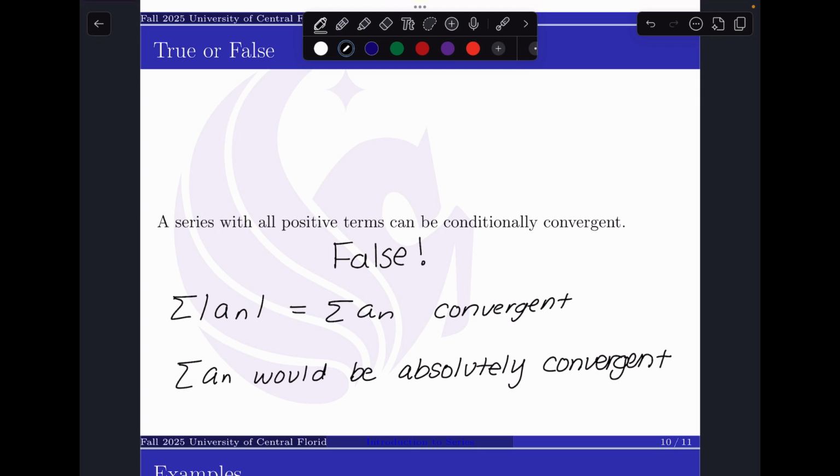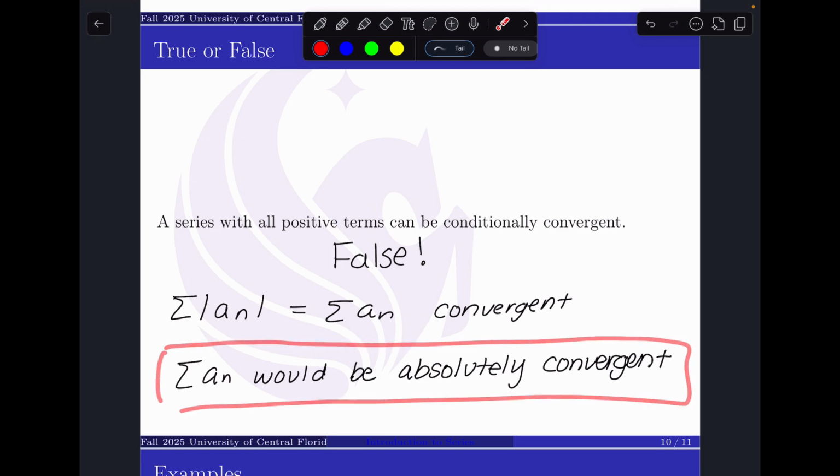And if the original series was divergent, then we would just label it as divergent. So we don't have conditionally convergent for a series with all positive terms. Notice that any time that we used the integral test or direct comparison test or limit comparison test, we were doing those with series with all positive terms, which means we actually had that they were absolutely convergent that whole time.